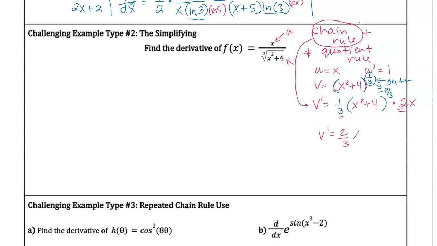And then there's this x, which I like to put in front, just because I think it's easier to remember it's there when it's in the front. And then I have the x squared plus 4 to the negative 2/3. So this is my derivative of the denominator.